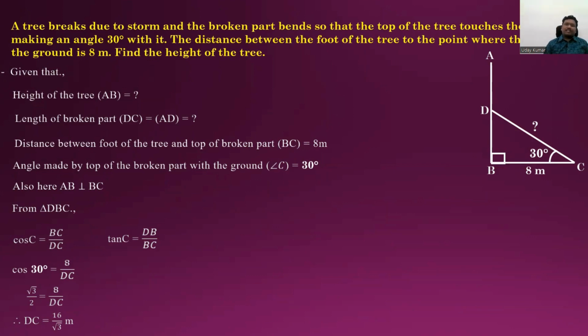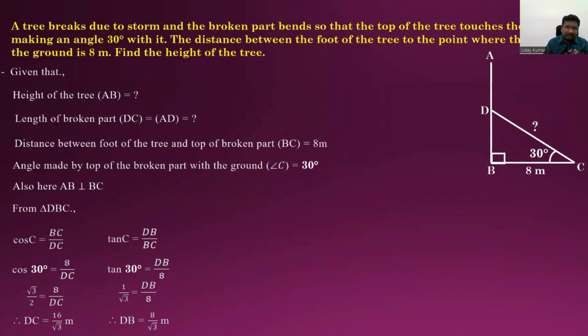So let us substitute tan C, tan 30. Tan 30, how much? Yes, it is 1 over root 3. Correct. 1 over root 3 is equal to DB by 8. Even here, let us do cross multiplication so that we get DB is equal to 8 by root 3. DC is 16 by root 3, the broken part. DB means the left out part is 8 by root 3.